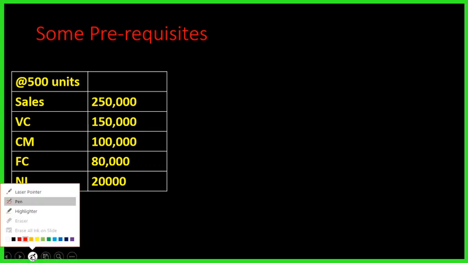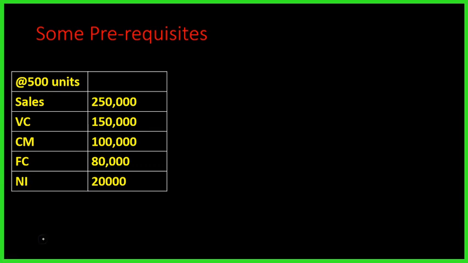Let's try to change the color of the pen. Okay, so what is this contribution margin? This is actually your first line of defense. As long as your contribution margin is positive, there's a chance that you will have a net income, especially if you're operating above the break-even point. Now, if your contribution margin is zero or negative, no matter what you do, you will never have net income. So that's why it's called the first line of defense.